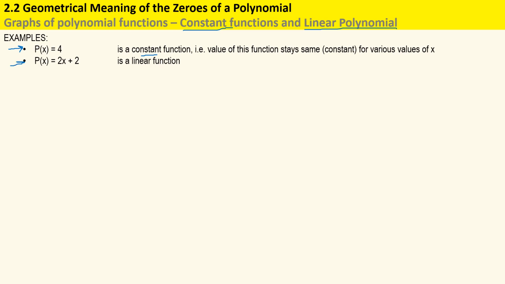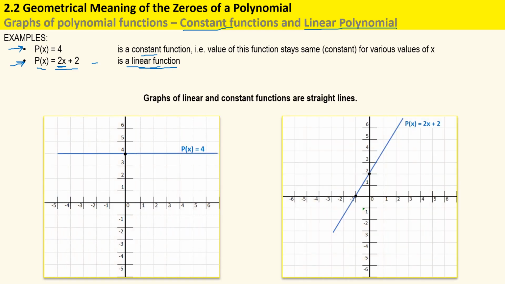The other example that we are taking right now is p(x) = 2x + 2. This is an example of a linear function. It's called a linear function or a linear polynomial because the maximum power of the variable x in this case is 1. So now we are trying to see how the graphs of these two types of functions or polynomials look like. So here it is.